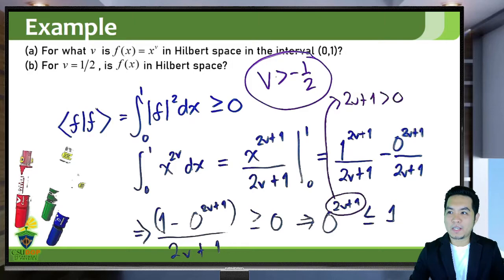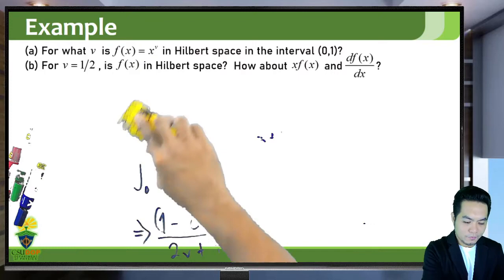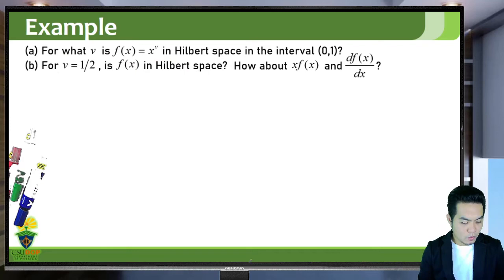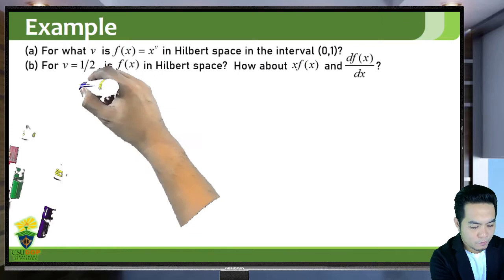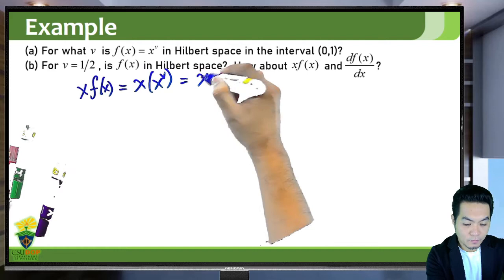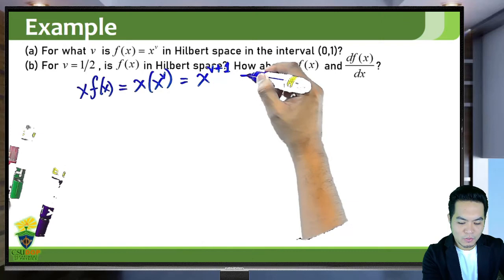So how about x times f, and the derivative of f with respect to x, df dx? Are they in Hilbert space? Okay, so x times f of x in this case will just be x times x to the v, so basically you have x to the v plus 1. You're essentially asking, is x to the power of v plus 1 in Hilbert space for the specific case of v equal to 1/2? So you will have x to the 3/2.